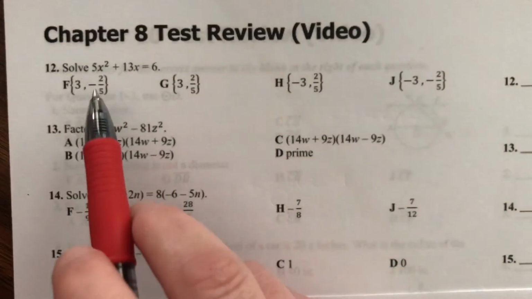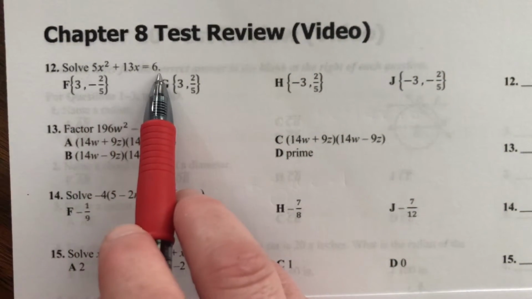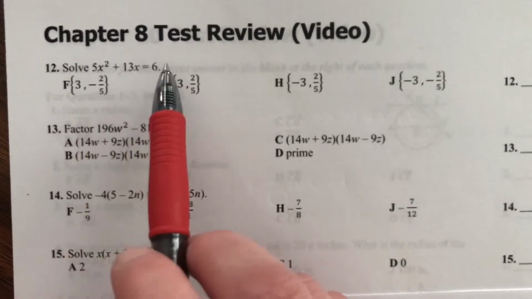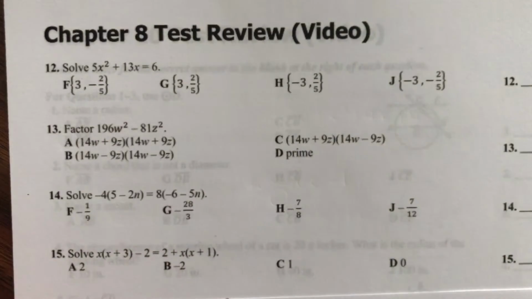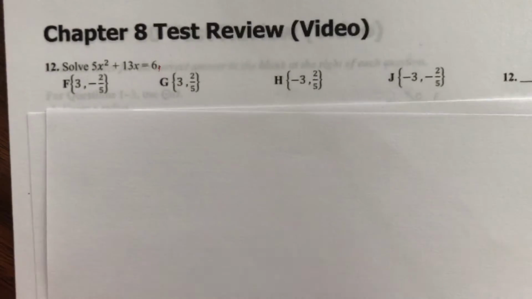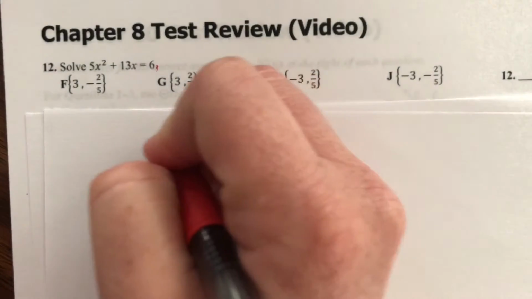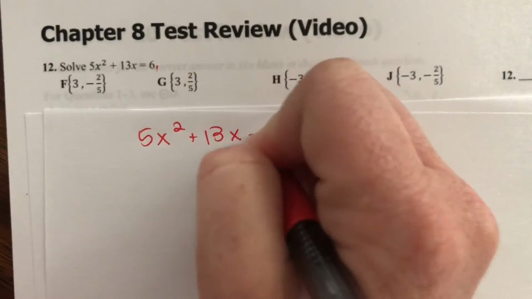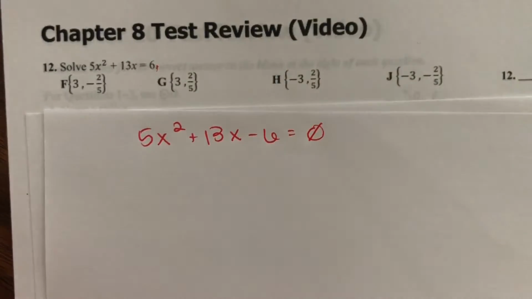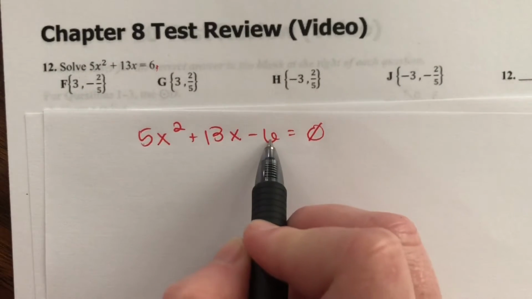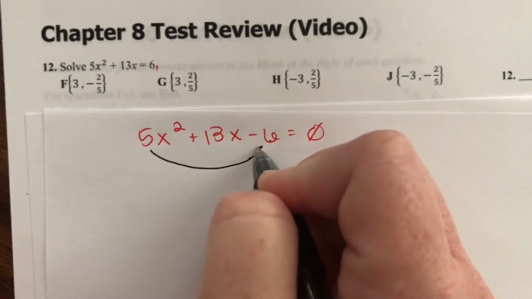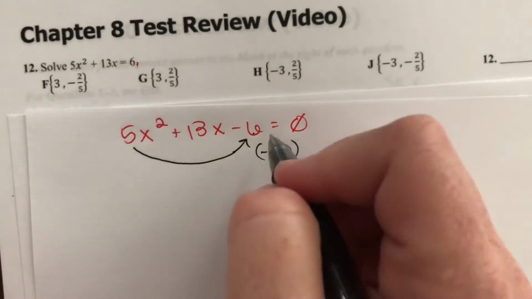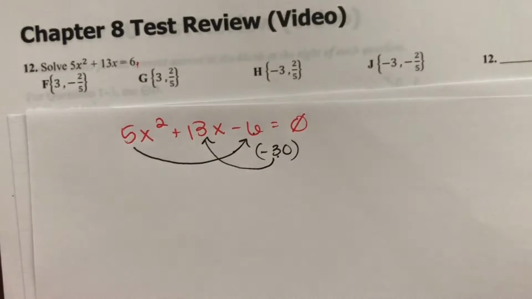All right, number 12, solve 5x squared plus 13x equals 6. This is a trinomial, so we need to change this around to get 0 on one side and then factor. So I'm going to do this on scratch paper here. Then I have to multiply the first term times the last term, and I get negative 30. So I want to find all the factors of negative 30 that add up to positive 13.